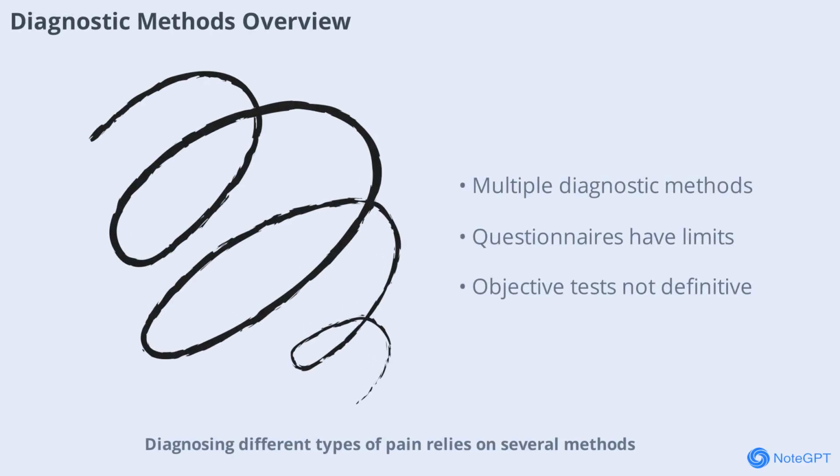Diagnosing different types of pain relies on several methods. For neuropathic and nociplastic pain, clinicians use the IASP definitions, grading systems, questionnaires, and objective diagnostic tests. However, each method has its own limitations. For instance, questionnaires and grading systems were developed before nociplastic pain was officially recognized, so they may not accurately distinguish between NPP and neuropathic pain. Objective tests like imaging and biopsies can identify nerve lesions but often fail to clarify the underlying pain mechanism in many cases.